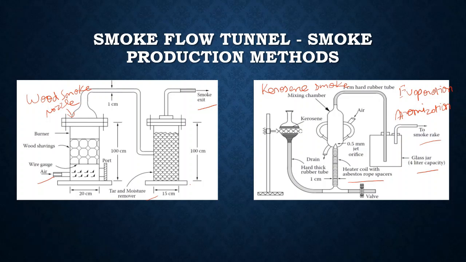You are keeping the kerosene in a single container, and then it is attached with a U-tube arrangement. In this U-tube arrangement, on the right limb, you are giving some asbestos wire-like arrangement surrounding the glass tube, and then you have the mixing chamber. In this mixing chamber, the evaporation and atomization happen when the fluid is evaporated.